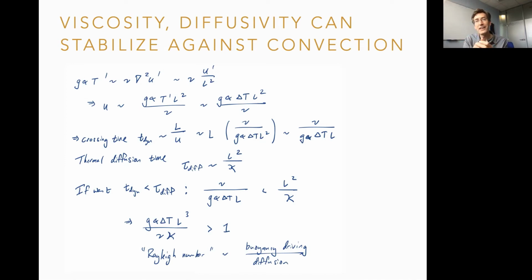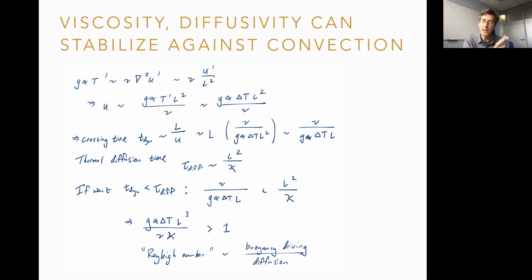If that temperature perturbation wears away faster than the thing rises, then it's not going to convect, okay? Or there's not going to be much convection anyway. So let's look at the thermal diffusion time, again, assuming this is one length scale, which is L. The thermal diffusion time is order L squared over kappa. Kappa is the thermal diffusivity here.